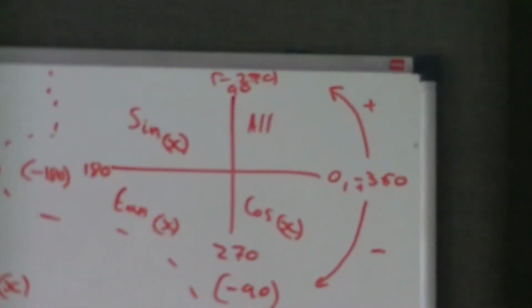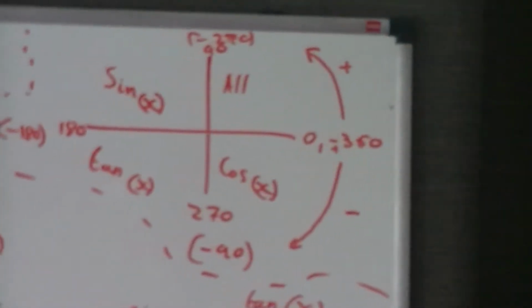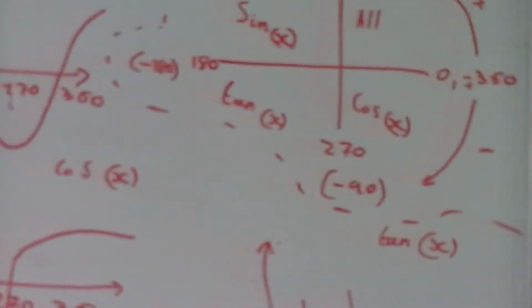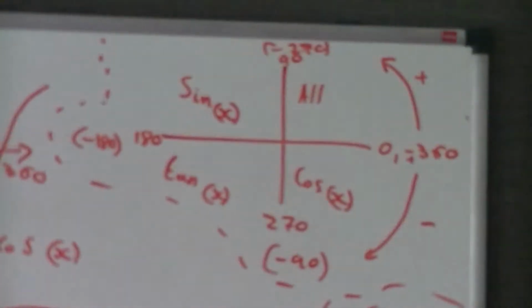Now, you may notice what we've got here is values. So 0, and the positives go around in one direction, so it goes 0, 90, 180, 270, 360. That's plus or minus there. And the minus goes that way round, so it goes 0, minus 90, minus 180, minus 270, and minus 360.